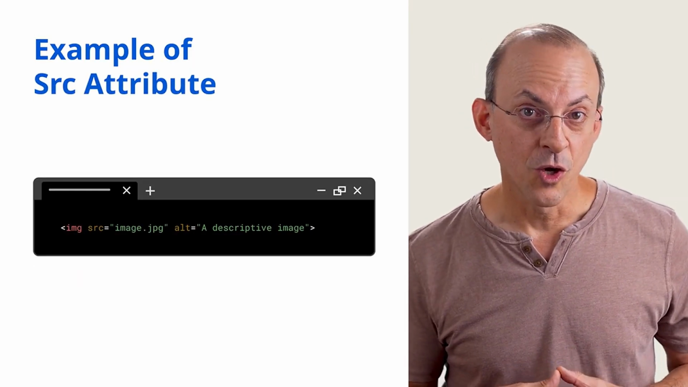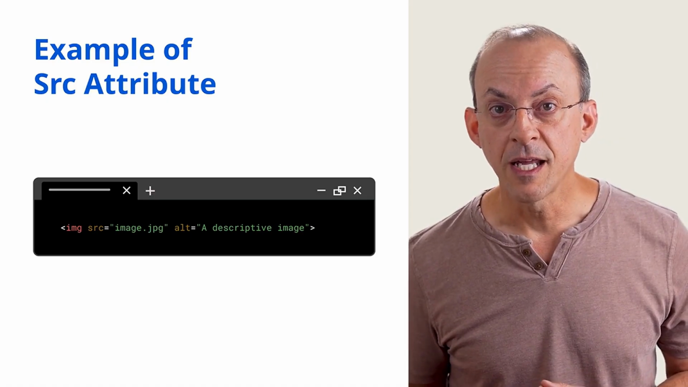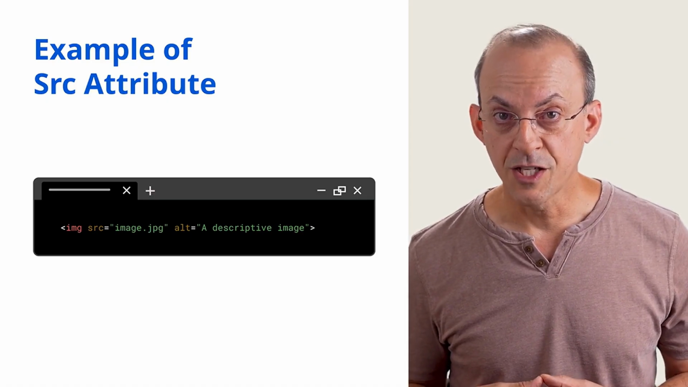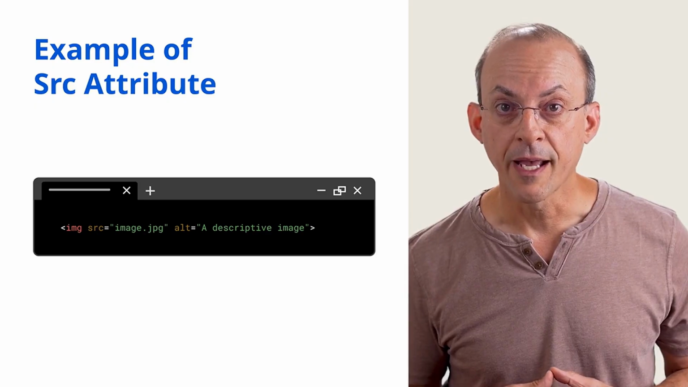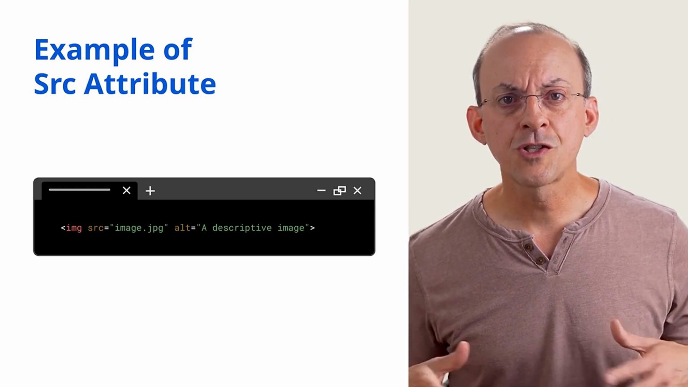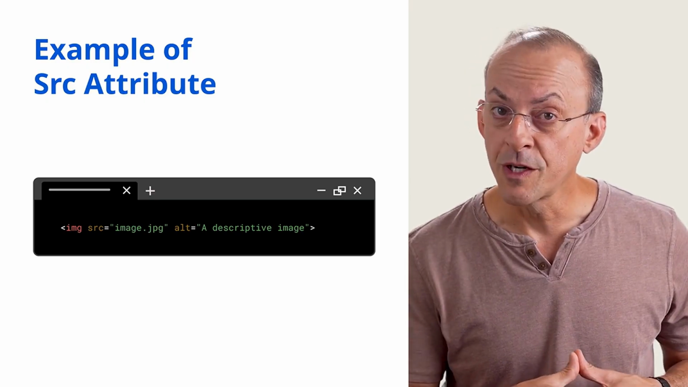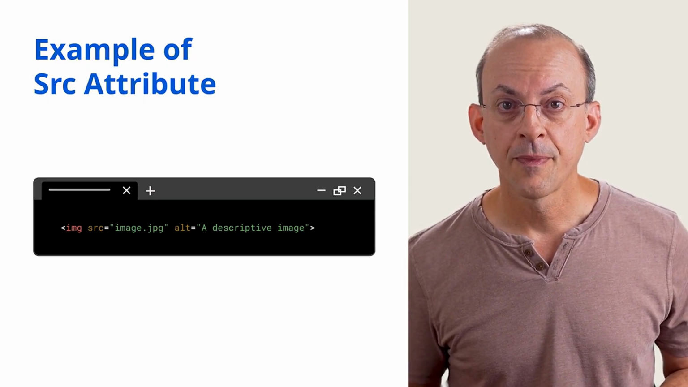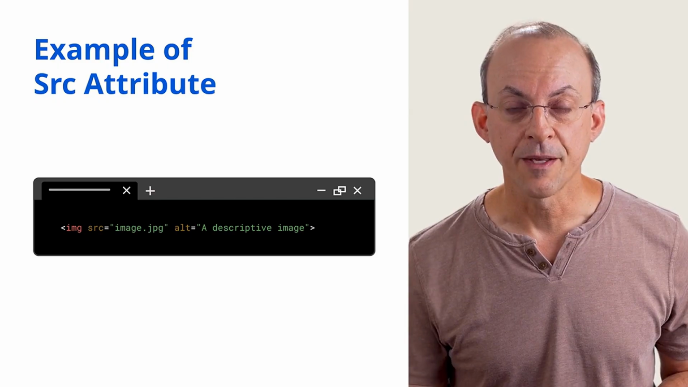In this HTML code, we have an image tag to display an image. The source attribute points to the image.jpg, and the alt attribute is set to a descriptive image, which serves as the alternate text for screen readers or if the image fails to load. This tag is self-closing.